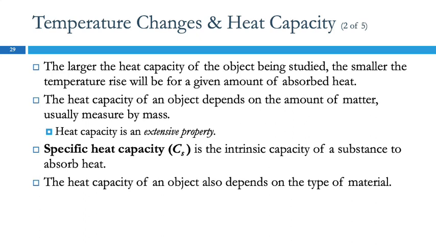So heat capacity is an extensive property. It depends on how much of the matter there is. So what's more useful is specific heat capacity. So this is C with an S. And this is the intrinsic capacity of a substance to absorb heat. So this is an intensive property. So the heat capacity of an object is going to depend on its mass and on the type of material.